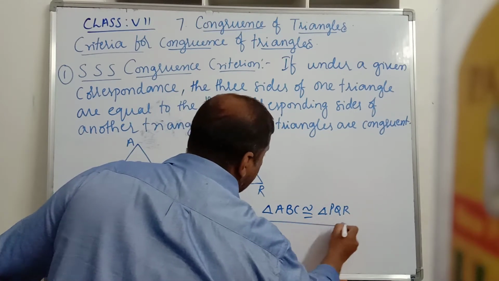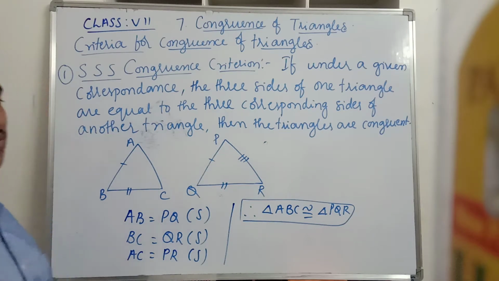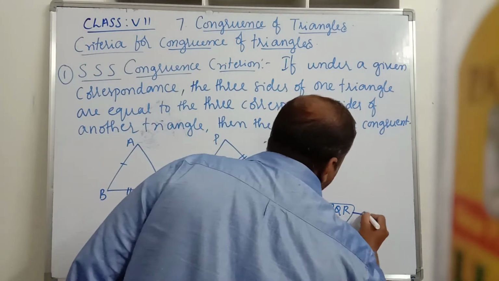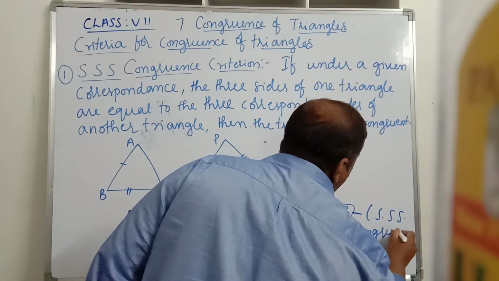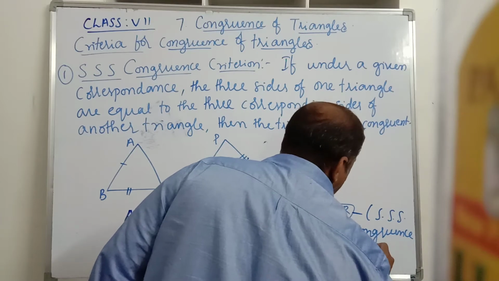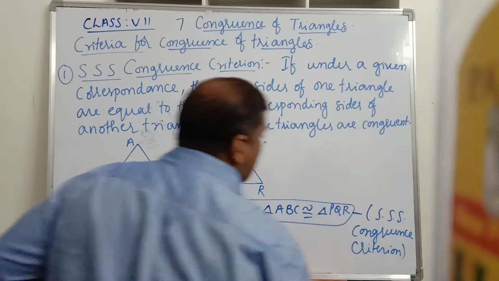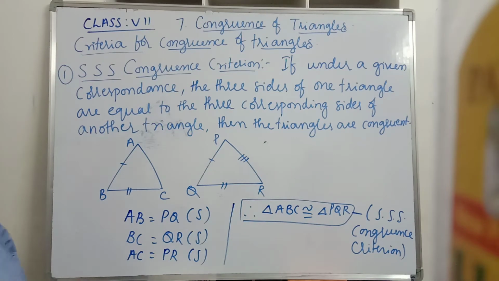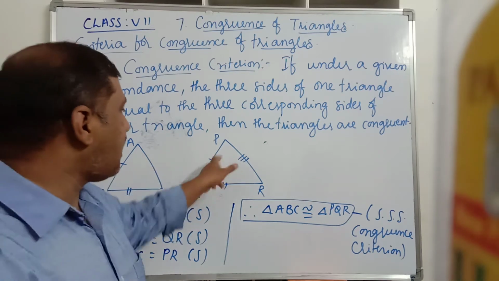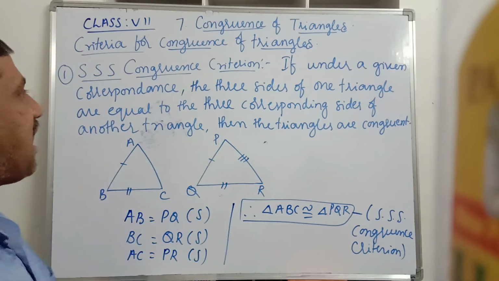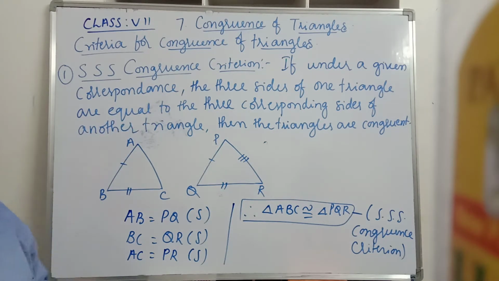So what is the congruency criterion we use here to prove these two triangles are congruent triangles? It is the SSS congruency criterion. That is, the three sides of triangle ABC are respectively equal to three corresponding sides of triangle PQR. This criterion is known as the SSS congruency criterion. Next we will discuss the next congruency criterion.